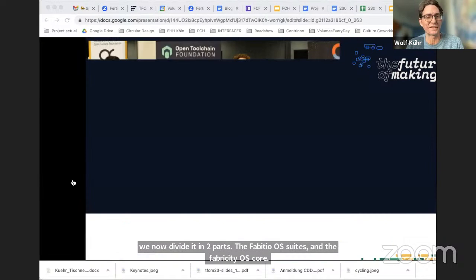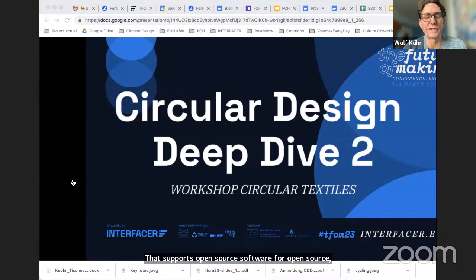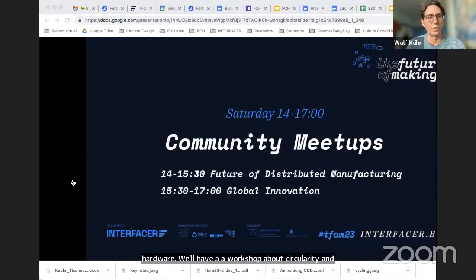We will also be celebrating the launch of the Open Toolchain Foundation, which supports open source software for open source hardware. We'll have a workshop about circularity and data in the local textile industry. Then we will have several community meetups where the Internet of Production Alliance, the Global Innovation Gathering, Manufacturing Change, and so on will meet, using the conference to gather their communities.